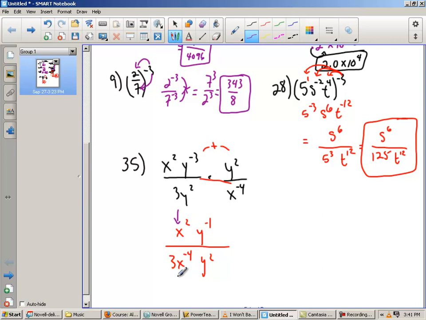Then I'm going to come and look at my x's. Which x is smaller? Well, the negative 4, so I will add 4 because that makes this go away. That allows me to add 4 up top. Then I look at my y's, and which one is bigger? Well, down here is bigger, so I need to get rid of the other guy. So plus 1, plus 1. Negative 1 plus 1 is 0, so this is gone. Remember, anything to a 0 exponent is 1. So this gives me x to the 6th over 3y squared.